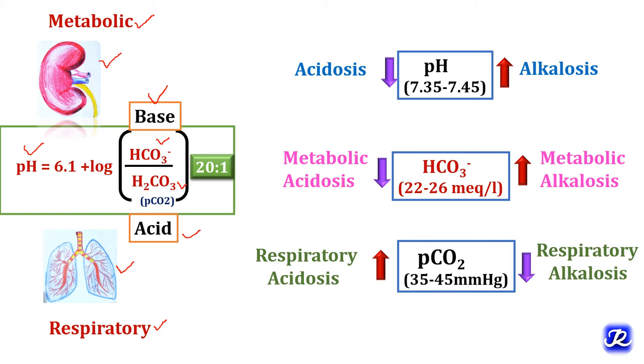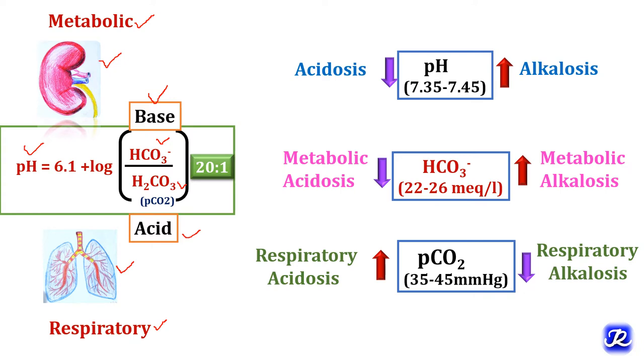The third component is partial pressure of carbon dioxide, which is our acid component. If it is more than 45 millimeters of mercury, the acidity will increase, so it will lead to respiratory acidosis. And if it is decreased, less than 35 millimeters of mercury, the condition is termed respiratory alkalosis.